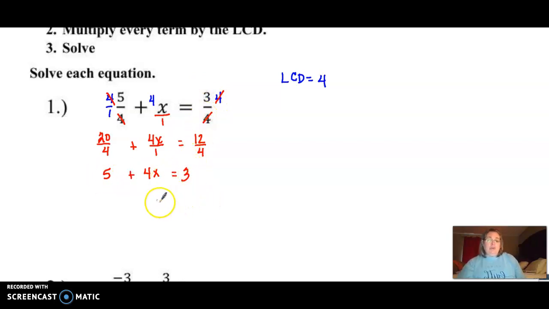And now it's a simple equation to solve. So we would subtract 5 from both sides, and get 4x is equal to -2. Divide both sides by 4, and we get x equals -1/2.